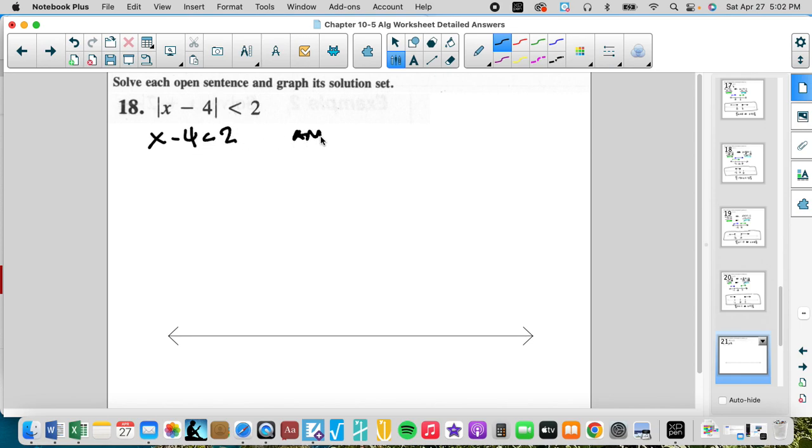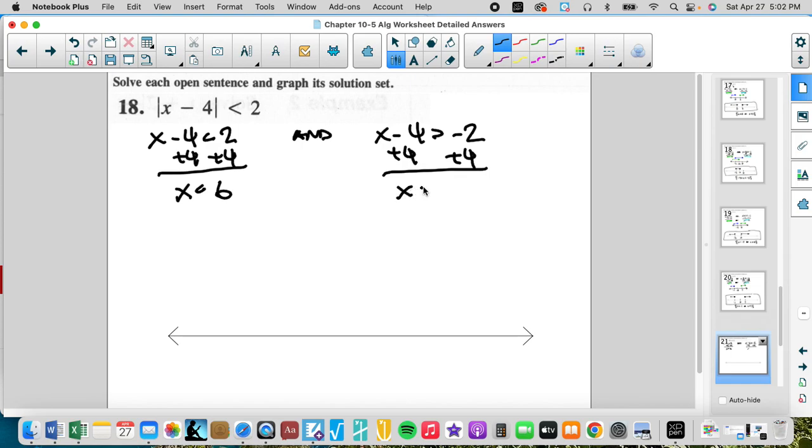X minus 4 is less than 2. Less than is an and. X minus 4 is greater than negative 2. Add 4. X is less than 6. Add 4. X is greater than 2. That's an and.